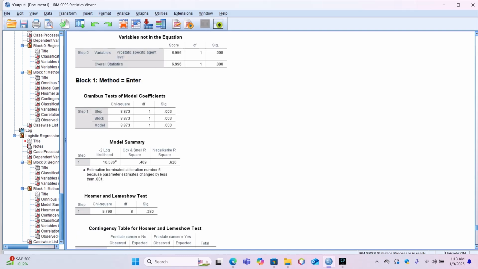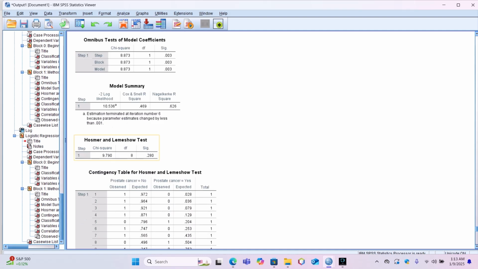So hence we know how this likelihood ratio test statistic was computed, how the significance was computed, and how this -2 log likelihood was computed. In the next video we will be talking about computing AIC.